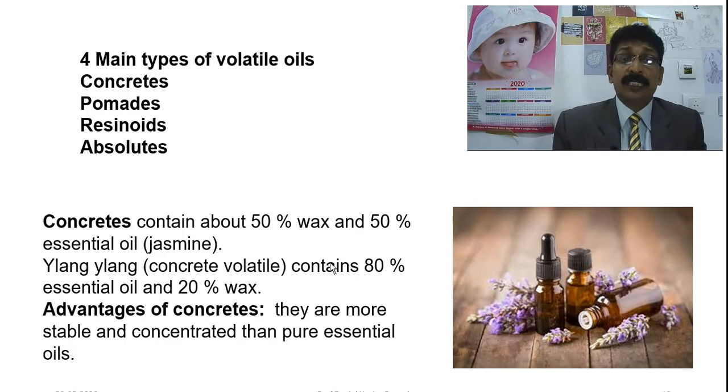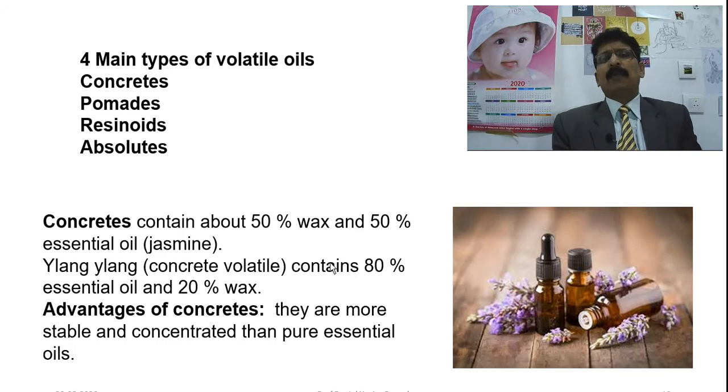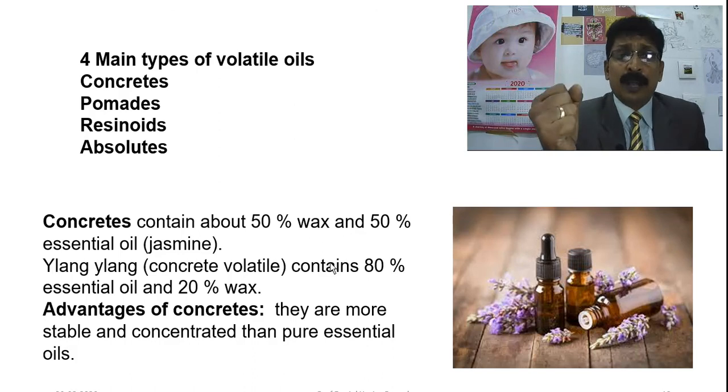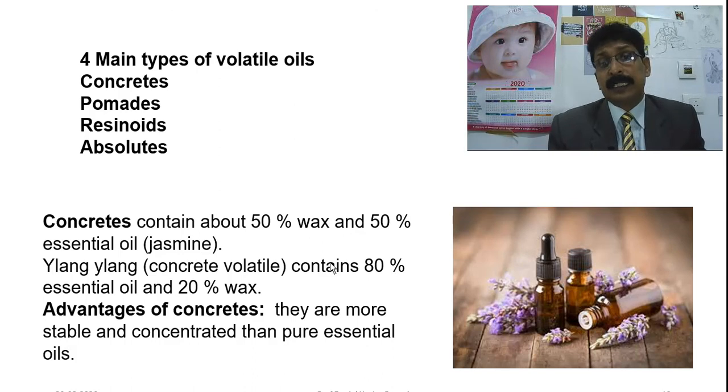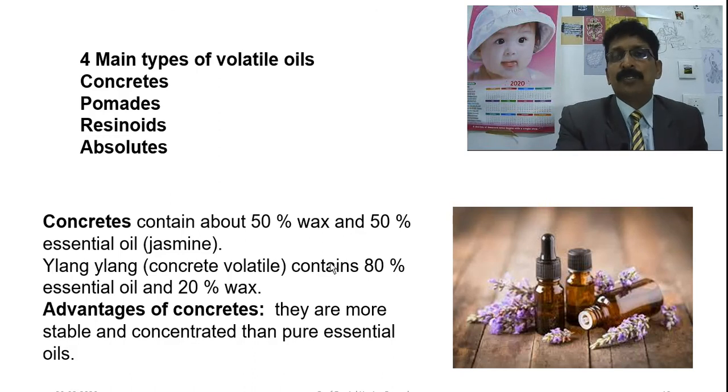Jasmine, which is available in the market, they can be said as concretes. And what is the advantage of concretes? They are more stable because they are concentrated than pure essential oil. Understand? And that is what they used to say, and that is the first one, concretes.